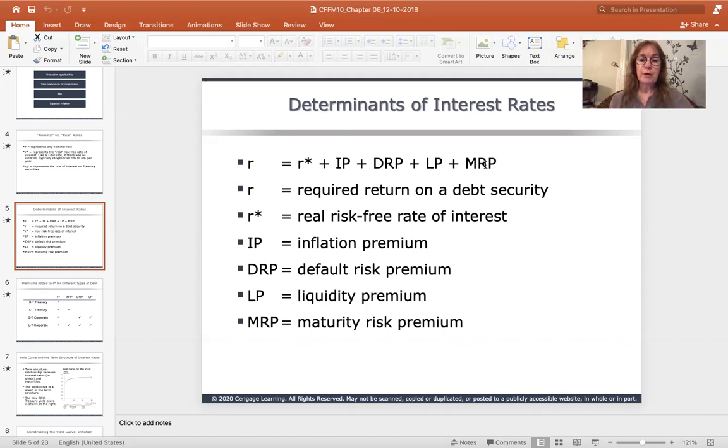A corporate bond is going to have those three items plus these two. A liquidity premium, because it's really easy to cash in a government bond. It might be a little harder to sell a corporate bond. So they give you a little bit more interest for what's called the liquidity premium. And then corporate bonds also have a default risk premium.